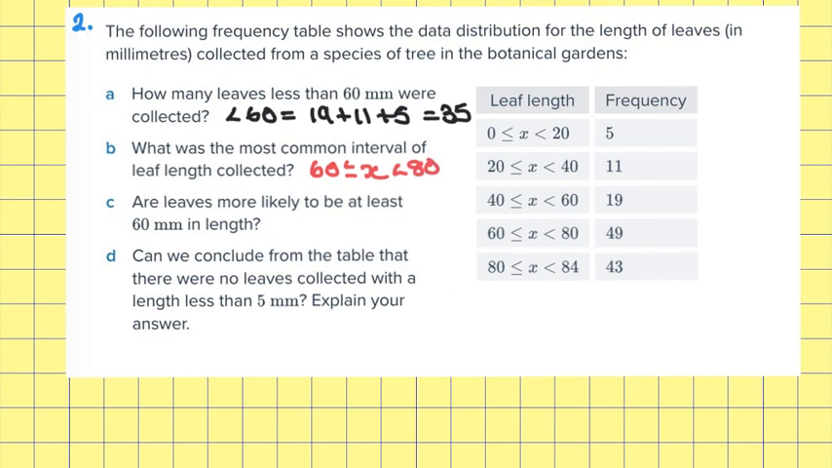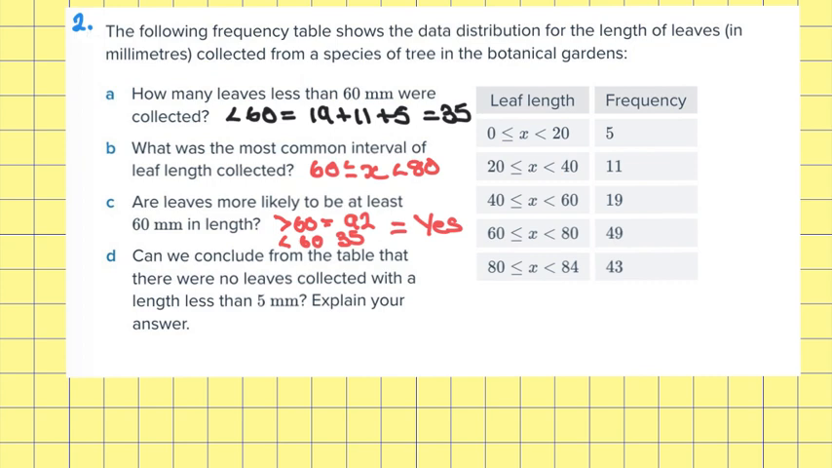Part C. Are leaves more likely to be at least 60 millimeters in length? Well, at least 60 millimeters in length is 49 plus 43, whereas less than 60 is 19 plus 11 plus 5. So greater than or equal to 60 is equal to 92, where less than 60 is equal to 35. Therefore, the answer is yes.